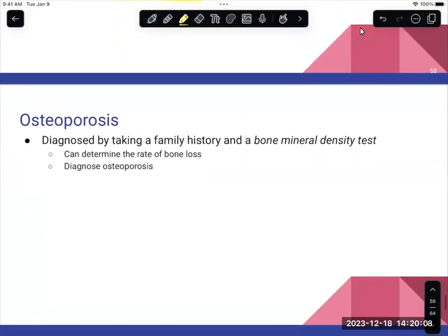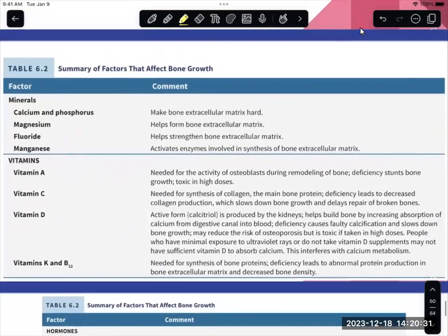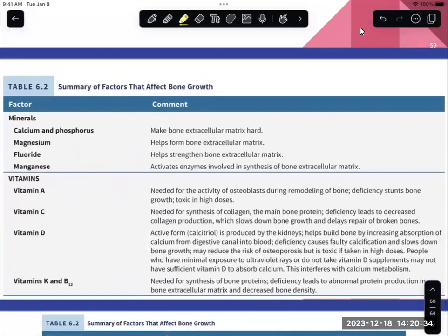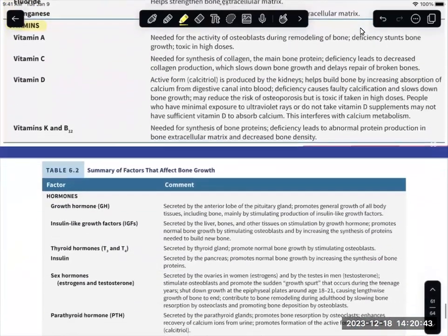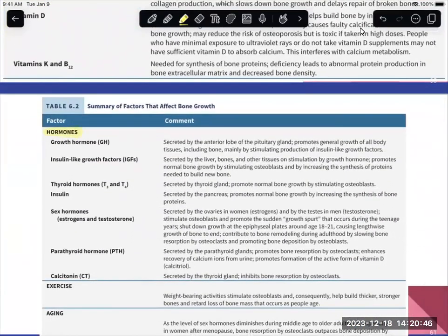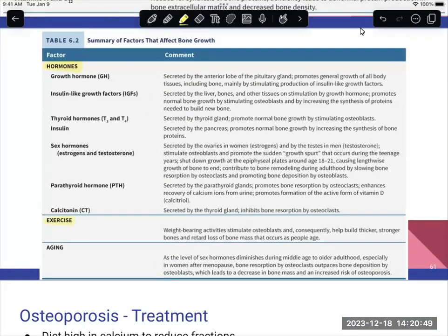So osteoporosis, doctors tend to take a family history because they want to know if somebody in your family has already had it, and they'll do a bone mineral density test, like a bone scan, because that bone scan can detect the rate of bone loss. How fast are you losing bone? And it can help to diagnose that osteoporosis. So there's a lot of things that can affect bone, your bone growth: different minerals, different vitamins, different hormones, exercise, and then, of course, aging.